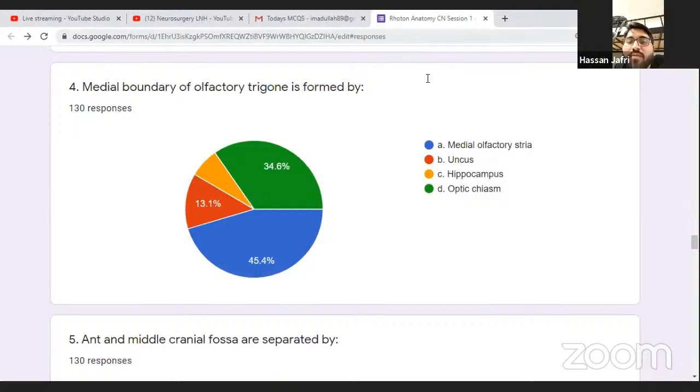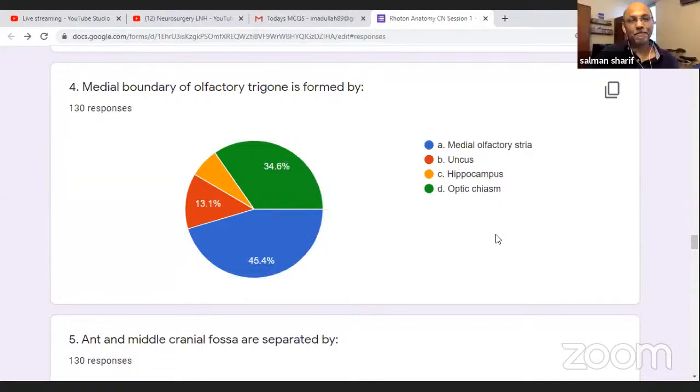Okay. So the medial boundary of the olfactory trigone is formed by the medial olfactory stria, uncus, hippocampus, or optic chiasm. So 45% got it right. This was optic chiasm. No, 34% got it right. Sorry. 34% only got it right, which was optic chiasm.